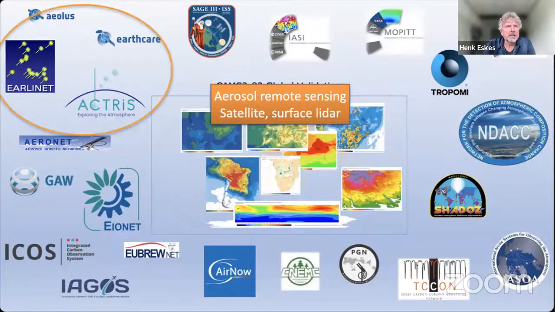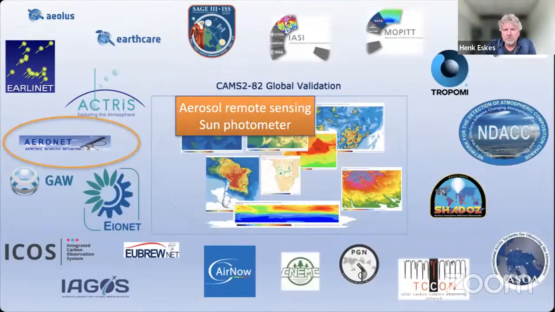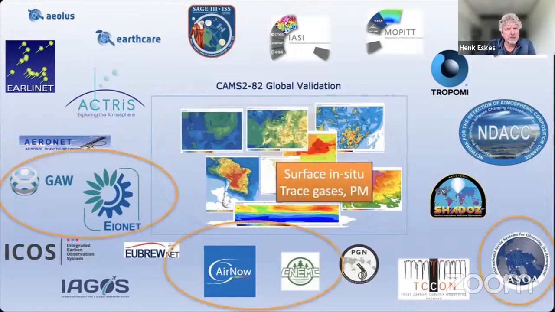Then also LiDARs play a role. Recently, EarthCARE was launched, and we are really excited to see the LiDAR products coming out of EarthCARE and to use that for validation as well. But we also have the surface LiDARs, so EARLINET and ACTRIS, which are taking care of that. Then for aerosol optical depth and angstrom exponent, the AeroNet is a key network with many stations worldwide.